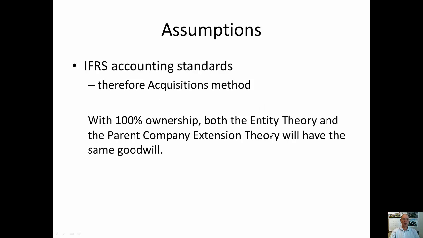Just to let you know, I'm using IFRS accounting standards. That means the acquisition method. Now, under IFRS, you can use the entity theory or the parent company extension theory. If you purchase 100% of the shares of this company, then both theories will give you the same amount for goodwill. And in this video, I'm using 100% ownership to get across how to calculate goodwill.